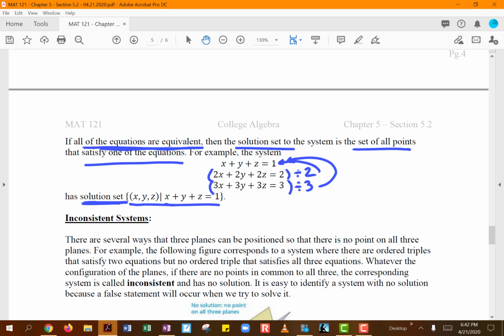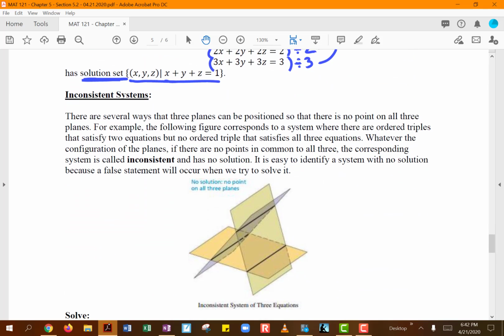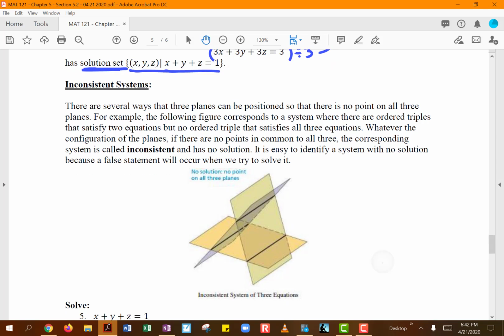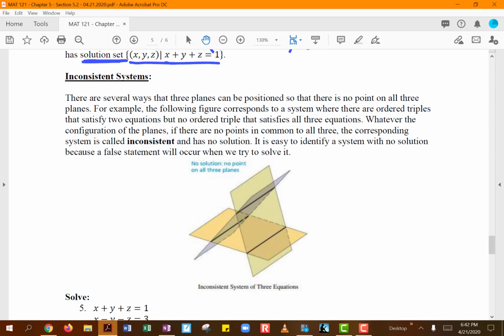Okay, so we have seen independent systems where the 3 planes intersected at one point. We have seen solutions for systems that have infinitely many solutions, which is what we did in the previous 2 examples. Now let's look at an example for an inconsistent system. So here they're saying there are several ways that 3 planes can be positioned so that there is no point on all 3 of the planes. So they're basically saying that these 3 planes will not be intersecting at one single point.